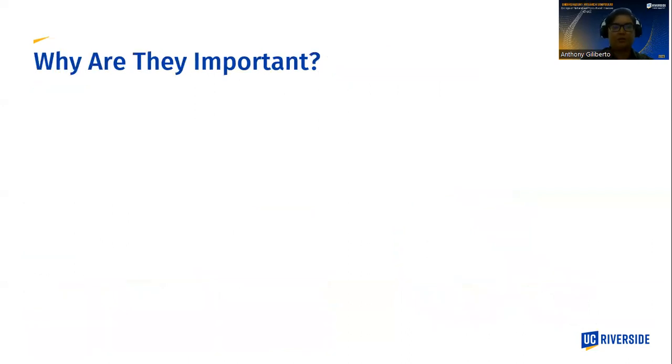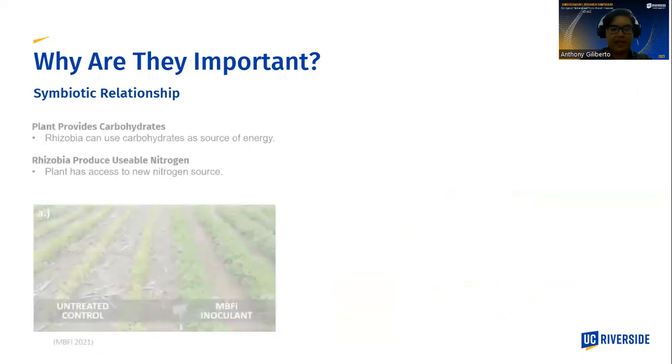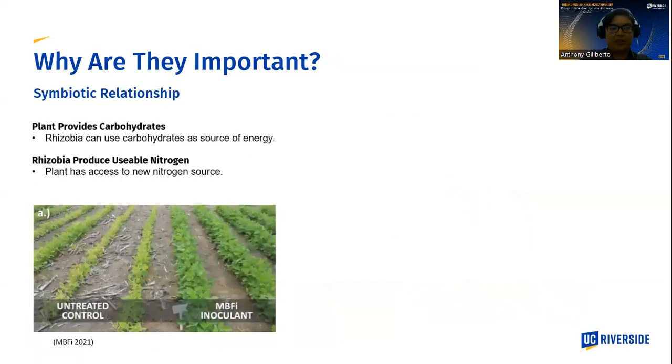So now, why are these two concepts important? Well, they develop a symbiotic relationship between the roots, plants, and the bacteria. And this relationship is only exclusive to members of the legume family. The plant is able to provide carbohydrates to the rhizobia, which they can use as a source of energy. And in return, the rhizobia produce usable nitrogen for the plant. This means that legumes have access to another nitrogen source that no other plants can tap into.